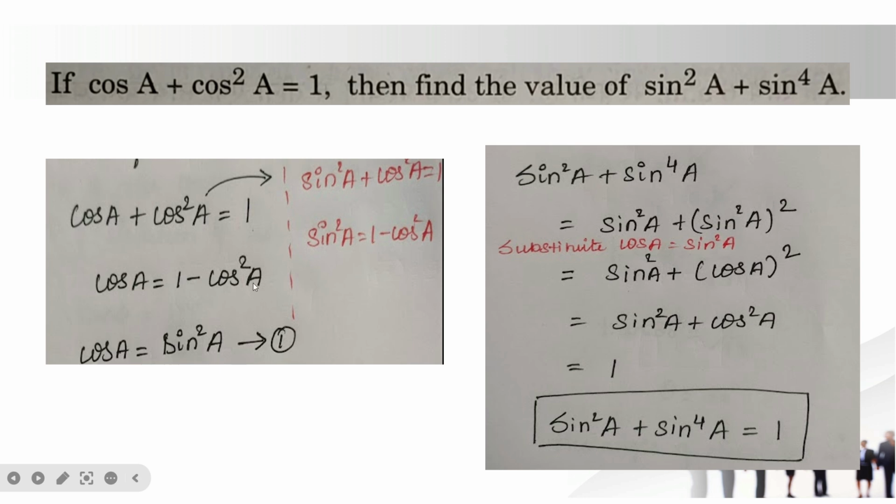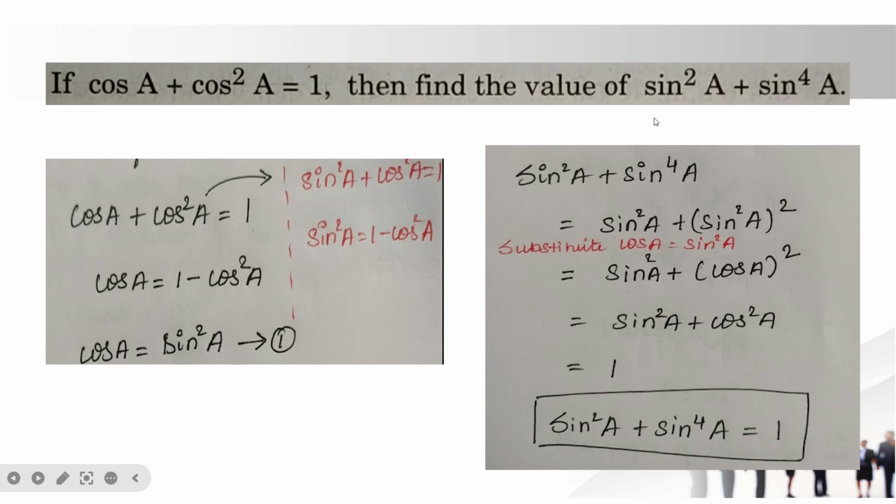Why am I doing this? So that I can substitute this identity. 1 minus cos square A is what? Sin square A. Do you remember this identity? Sin square A plus cos square A equal to 1, so sin square A will be equal to 1 minus cos square A. So cos A equal to 1 minus cos square A, which is sin square A. So we simplified this equation and we got cos A equal to sin square A.